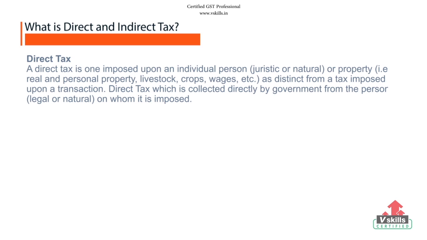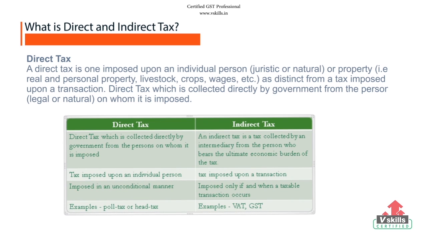Direct tax is one imposed upon an individual as distinct from a tax imposed upon a transaction. Following is the difference between direct and indirect tax. First, direct tax is collected directly by government from the person on whom it is imposed, whereas an indirect tax is a tax collected by an intermediary from the person who bears the ultimate economic burden of the tax.